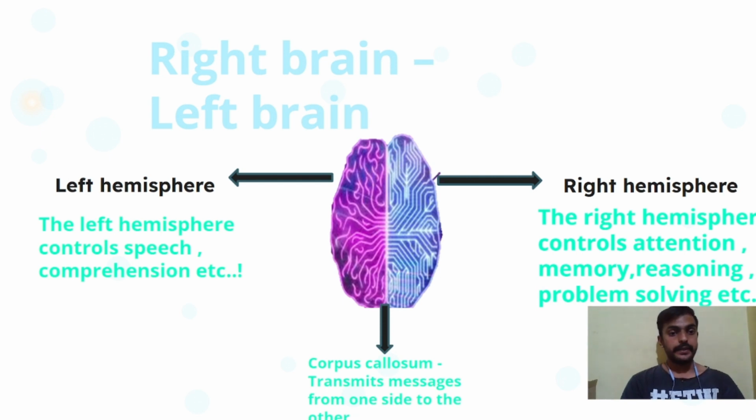Now, the left hemisphere will control speech, comprehension and other factors of a human being, whereas the right hemisphere controls attention, memory, problem solving and reasoning of a human being. There is another part which lies between these two parts of the brain, and the name of that part is the corpus callosum. This part will transmit messages from the left hemisphere to the right hemisphere and vice versa.